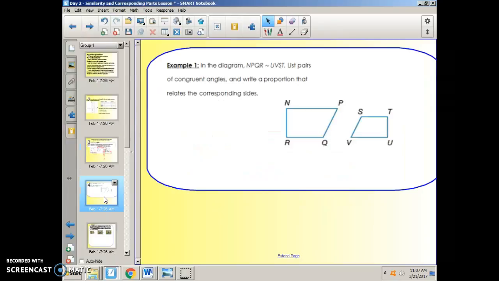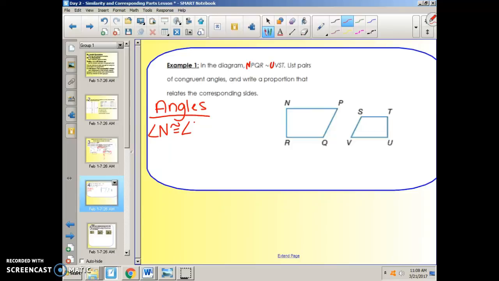Some of you might already be able to zoom through it and figure it out, but we'll also work through it together. So first letter in here is N. First letter in this group is U. Again, I don't want to use the picture. It's easy to mess that up. So I'm going to make a side for angles and say angle N is congruent to angle U. Next letter up is P, and that's congruent to V.